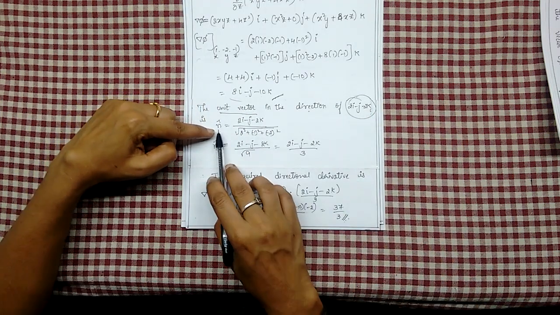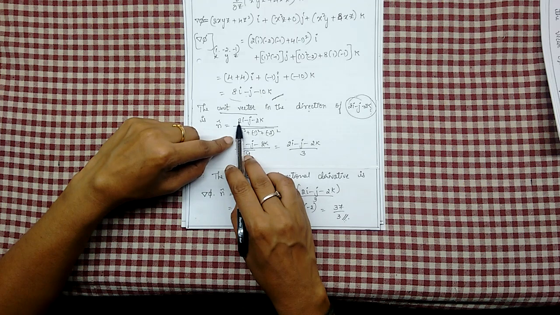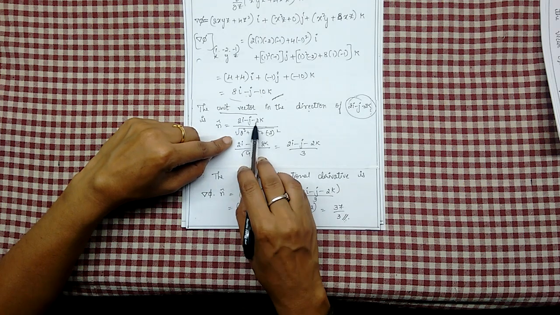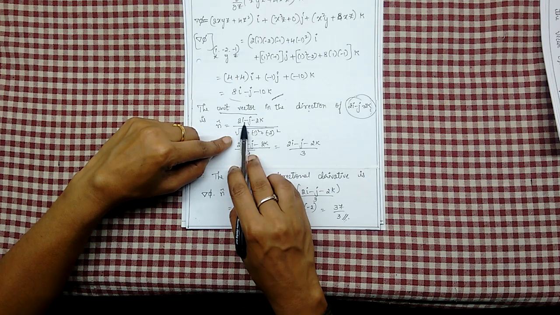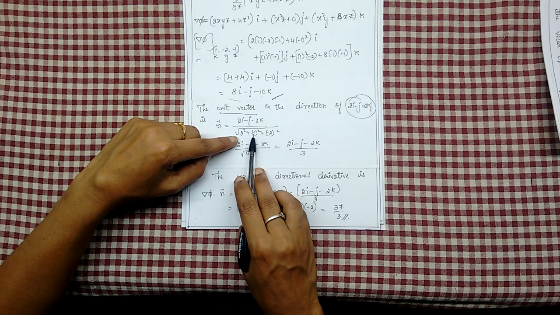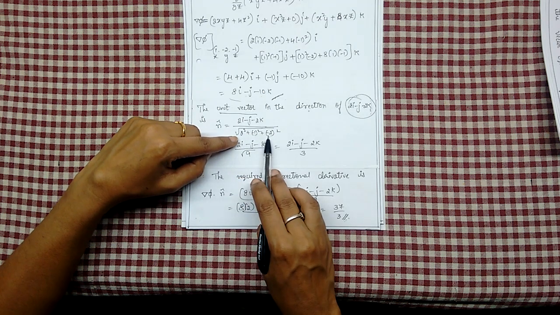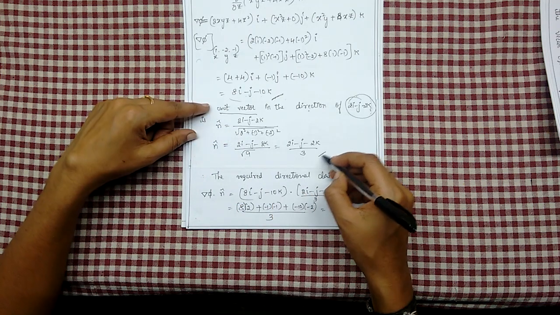So along the given direction, n cap is equal to the same, you just write it here, divided by root of i component square plus j component square plus k component square. The i coefficient is 2, so 2 square plus minus 1 square plus minus 2 square. 2 square is 4, minus 1 square is 1, minus 2 square is 4. 4 plus 4 is 8, 8 plus 1 is 9, root 9 is nothing but 3. So this is the n cap I got.